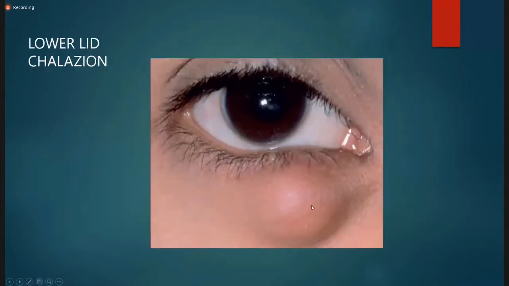This is a picture showing a nodule which is not painful, not red, not congested, a painless nodule in the lower lid. This is chalazion, and this is inflammation of the meibomian gland, inflammatory granulomatous inflammation of the meibomian gland.